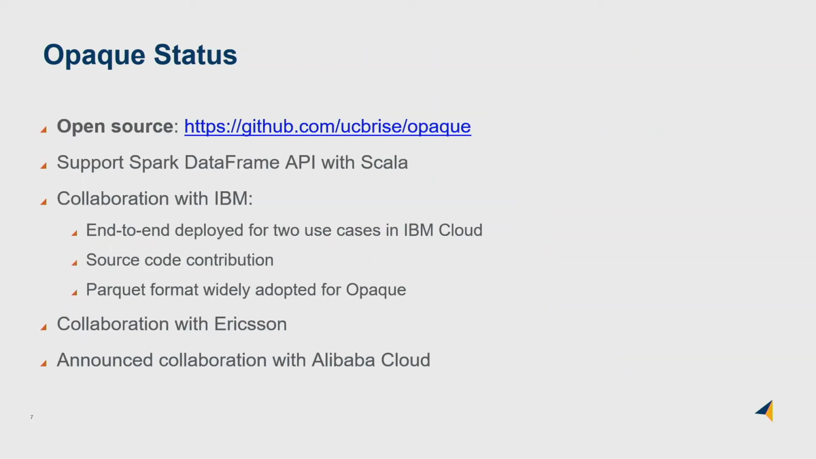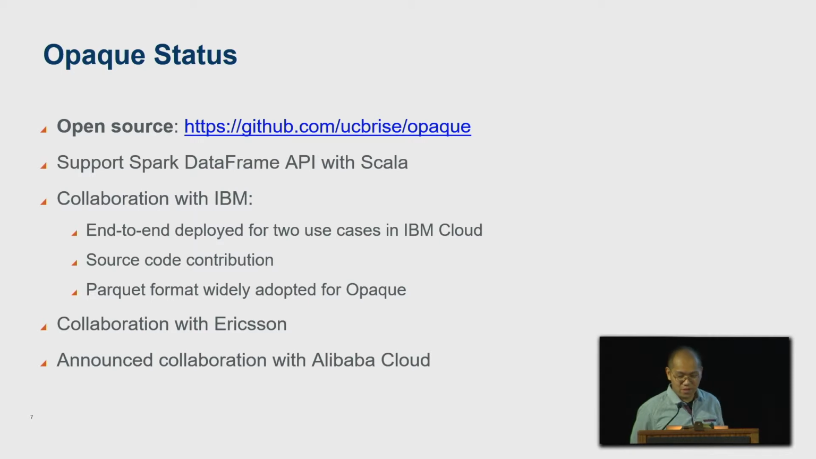So the Opaque status is, of course, open source, and so you can definitely go download it and play with it. Currently it supports the Spark DataFrames API with Scala, so you have to program in Scala. But it has been collaborating with IBM, including end-to-end deployment for two major use cases in IBM Cloud. IBM also contributes source code, and also recently they pushed main changes for PyWren that's widely adopted, mainly for Opaque. There are also ongoing collaborations with Ericsson, and Alibaba Cloud also recently announced collaborations with Opaque.